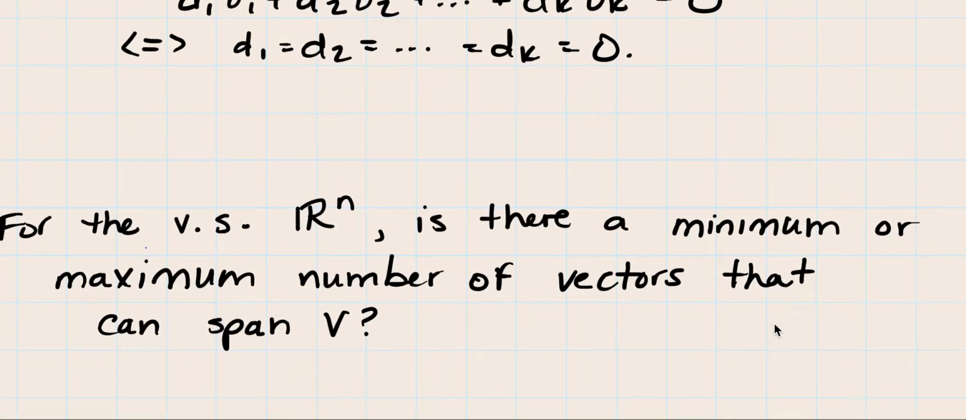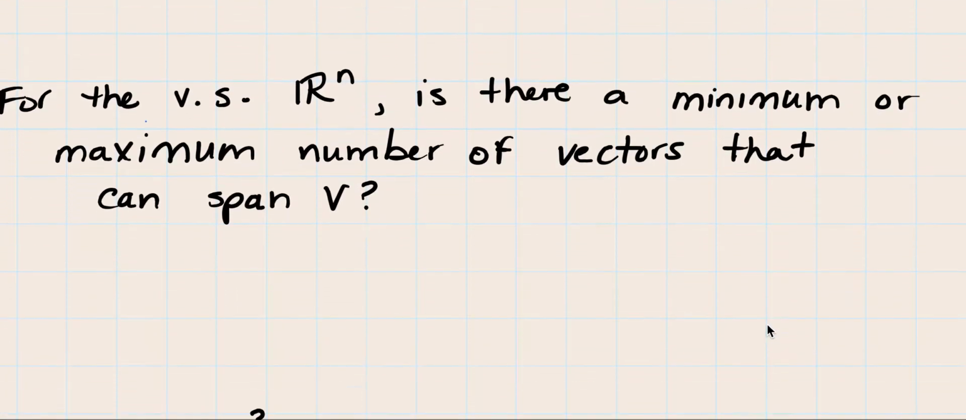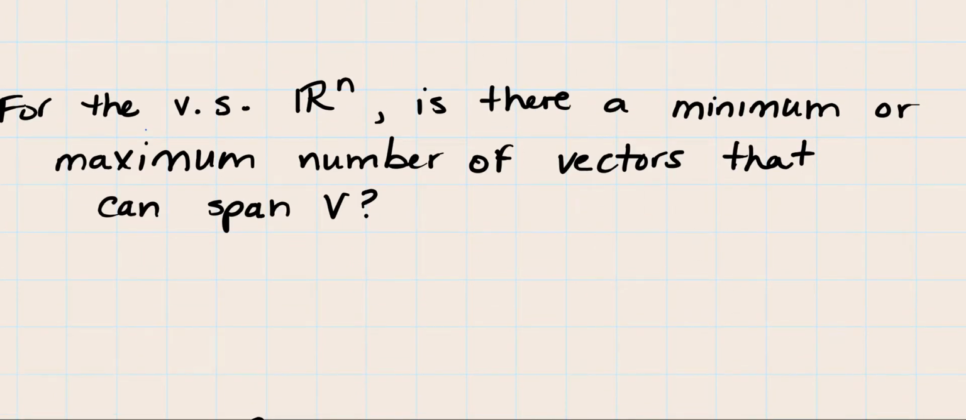Here's a question for you. For the vector space Rn, is there a minimum or a maximum number of vectors that can span V? Well, this V is actually Rn, so V is equal to Rn. And the answer is there's a minimum, but not a maximum.